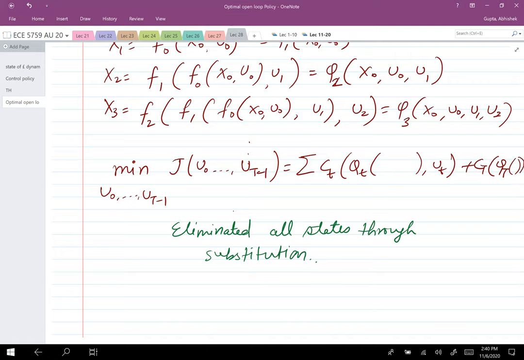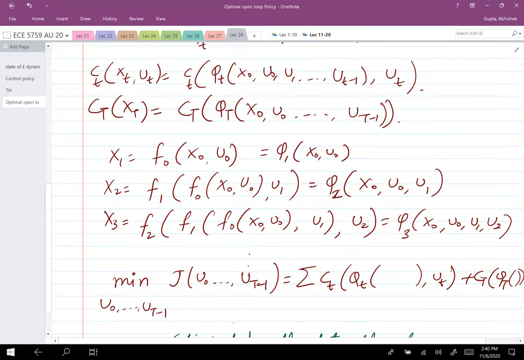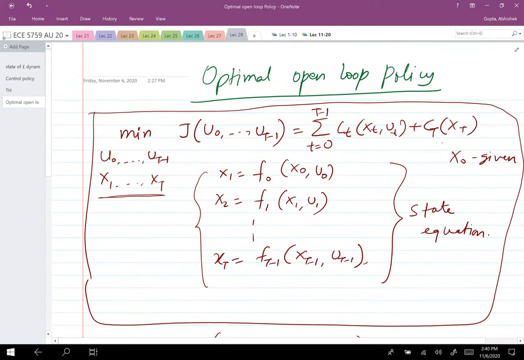Okay, so is this process clear? Let me go over it once again. We started with a giant constrained optimization problem, which had all the cost functions, all the state transition functions, the state equation, and the minimization was over a bunch of variables that includes all the actions taken during the entire process and all the states visited during the entire process.